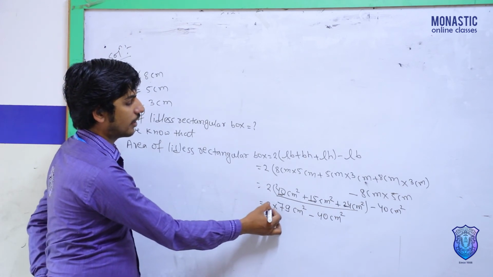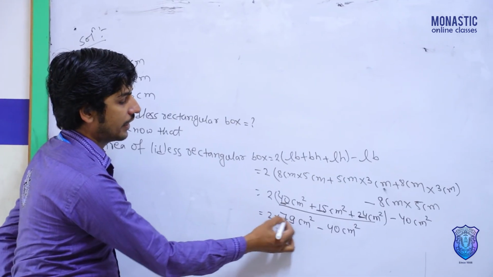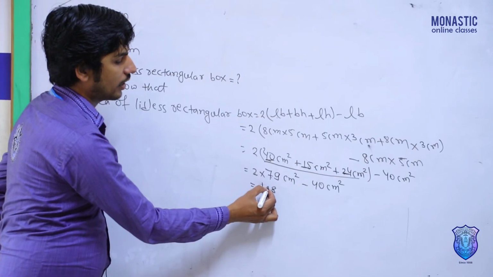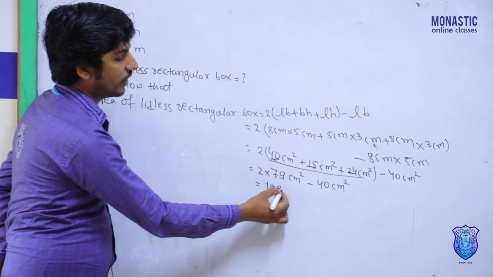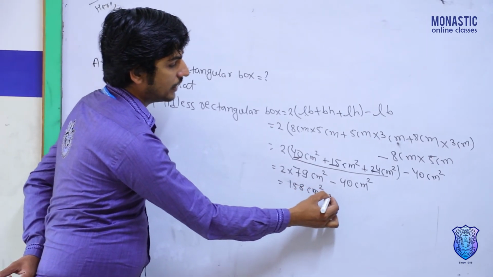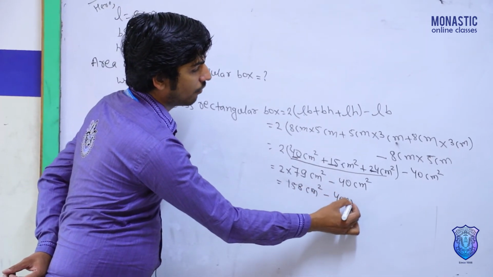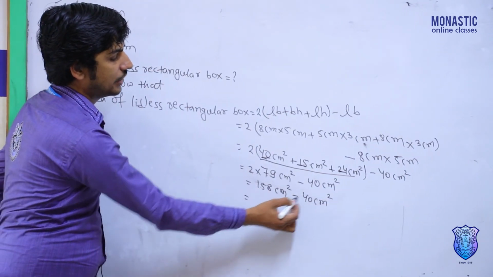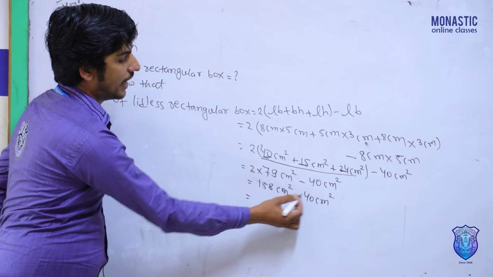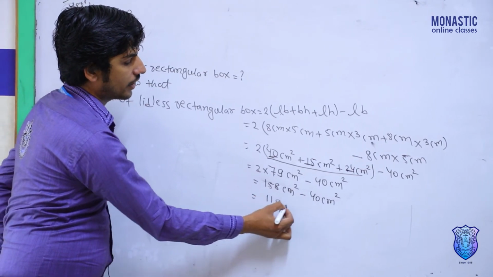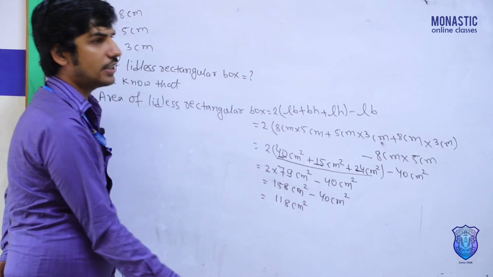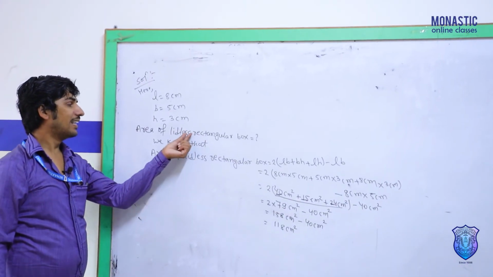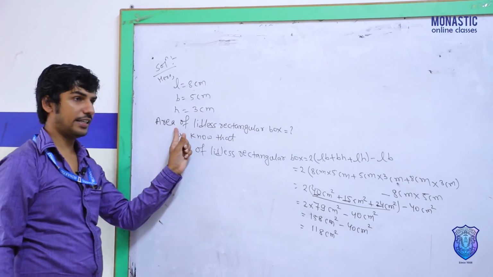After this, how much? Multiply these two. See, the 9 2s are 18, 2 7s are 14, 1 15, means 158 square cm minus 40 square cm. So how much? This is 8 minus 0, 8. 5 minus 4, 1, means 118 square cm. So like this, easily we can find out lidless rectangular box area.